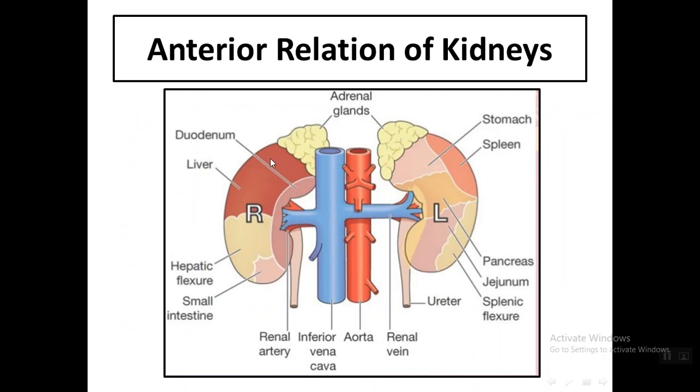The right kidney is related to the right suprarenal gland, the liver, the second part of the duodenum, the hepatic flexure, and the small intestine, while the left one is related to the left adrenal gland, the stomach, spleen, pancreas, the splenic flexure, and the coils of small intestine.